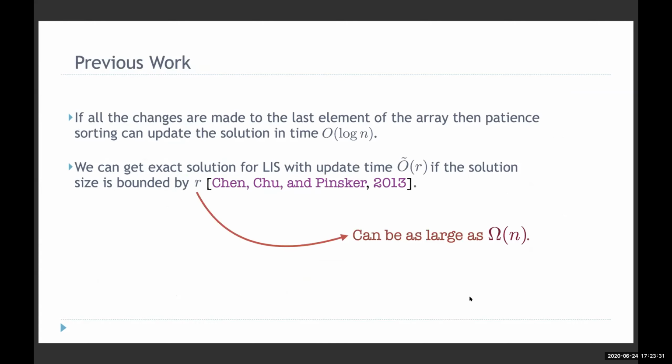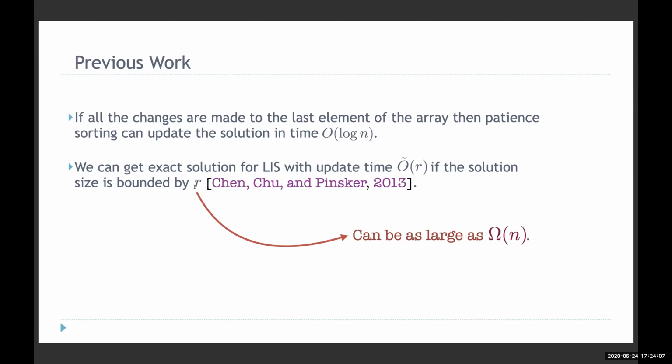All right, so here is what we know for this problem. It follows from patience sorting that if everything happens at the end of the sequence, then you only need time log n for an update, because patience sorting is actually doing that for us. Apart from this, there is another work that studies the problem in the setting where the changes can happen everywhere. And they give an algorithm that gives you the exact solution, but the runtime of this algorithm depends on the size of the solution.